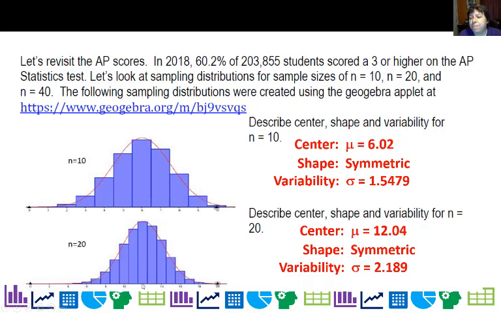But absolutely, on an absolute basis, the spread from here to here is larger than the spread from here to here. So the spread here is 2.189.